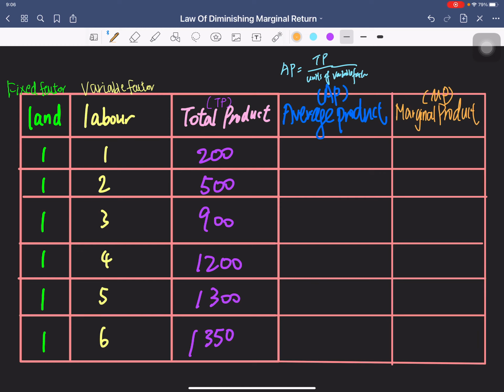In this video, I'm going to show you how we can complete this input-output relationship table. How can we find the average product? How can we find the marginal product? So let's start. How can we find our average product?